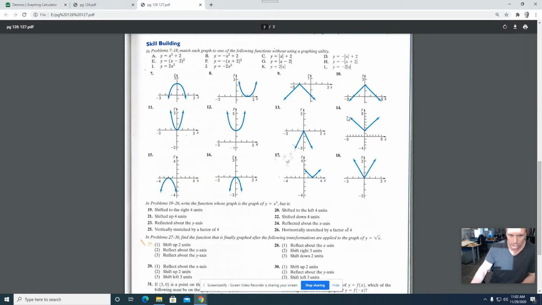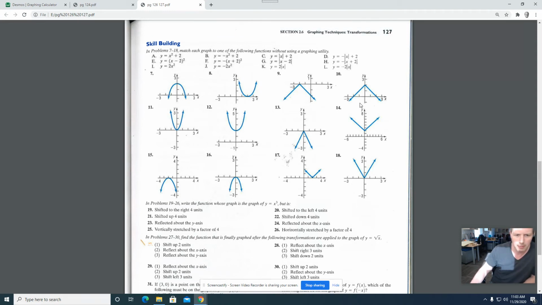And what we're asked to do is, what has happened to that original function in order for it to look like this in number 10? Well, 2 things have happened. It has been flipped upside down. It has been inverted. And it has also been moved upward. So how do we invert? It has been flipped across the x-axis. That's really what has happened.